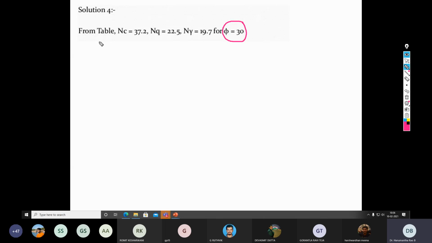You must also have observed that as the phi value increases, so do the values of Nc, Nq and N gamma. In the previous sum, phi was 25, Nc was 25, Nq was around 12 and N gamma was around 8. But as we increase phi from 25 to 30, you can see an increase in the values of Nc, Nq and N gamma. This is how the bearing capacity also increases.